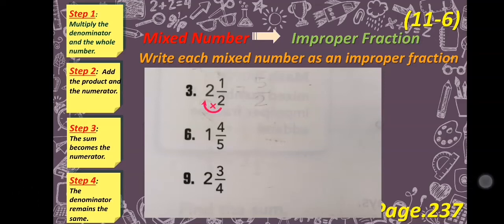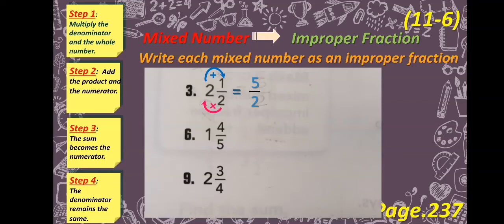Multiply down plus up, like clockwise. Okay, we go clockwise. 2 times 2 equals 4 plus 1 equals 5. And this is our numerator. And the denominator stays the same. So the answer will be 5/2.